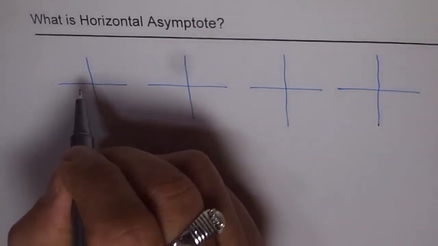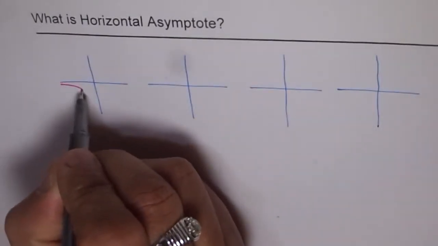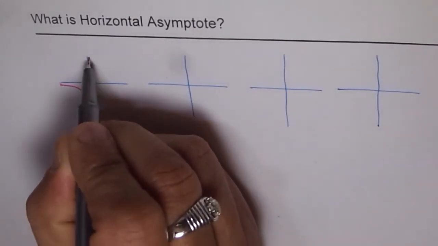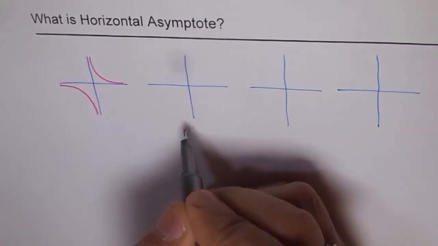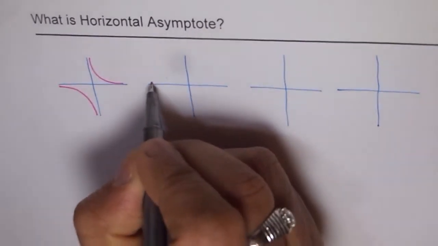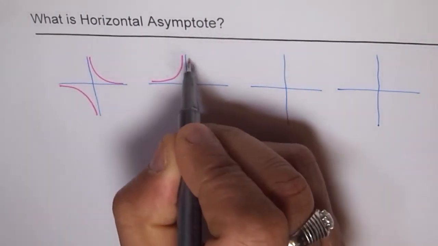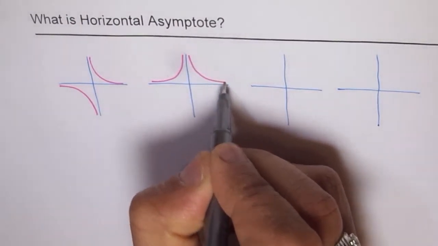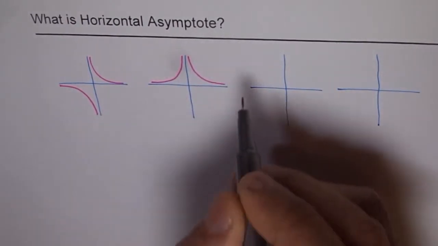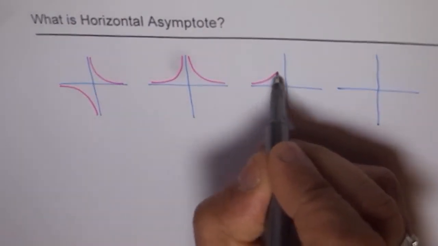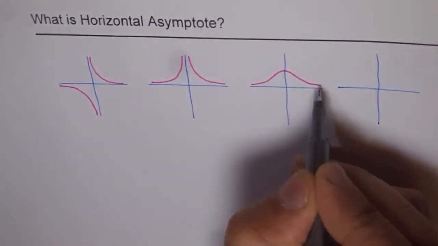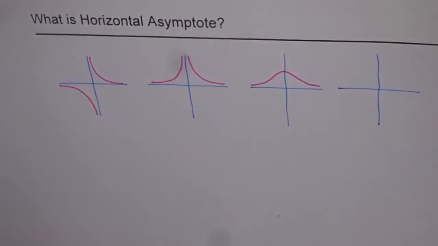Now this is an interesting graph of 1 over x. If you have a function like this, you're familiar with it. We could flip it and it becomes like this, and that is 1 over x squared, for example. And we can have a graph like this also. This is 1 over x squared plus 1 type of graph.